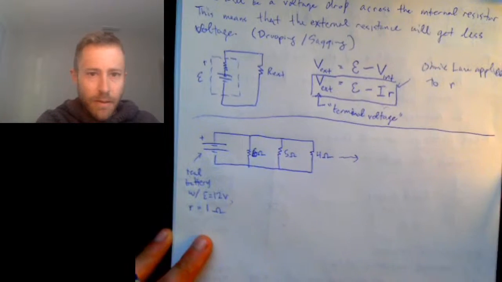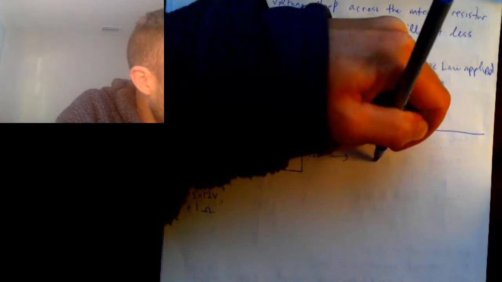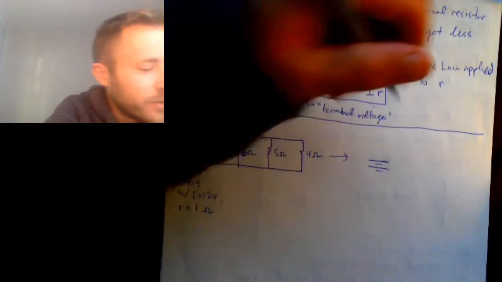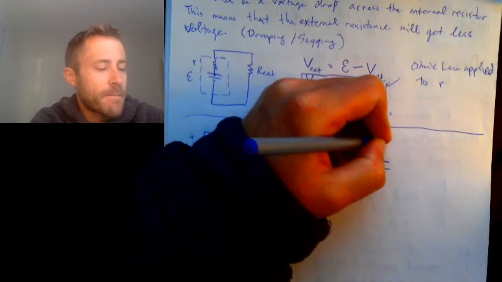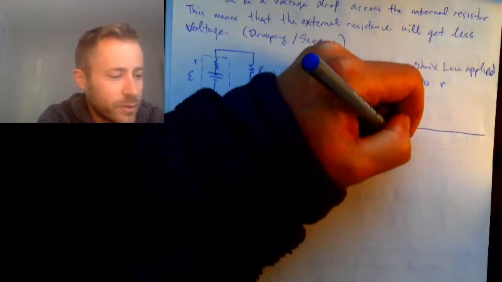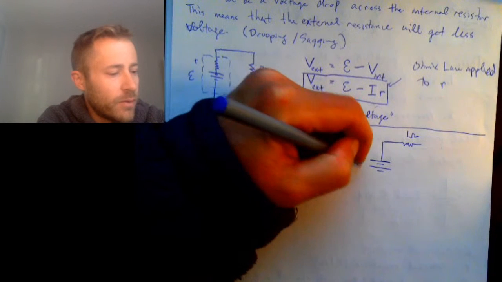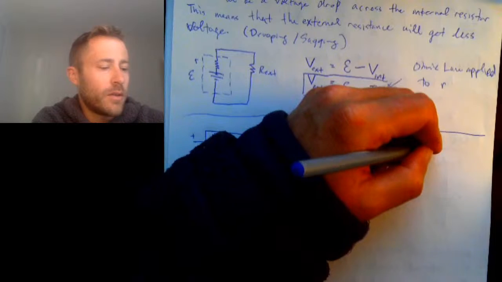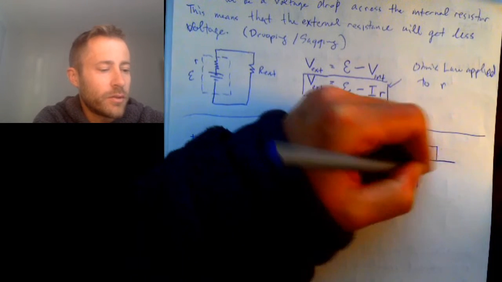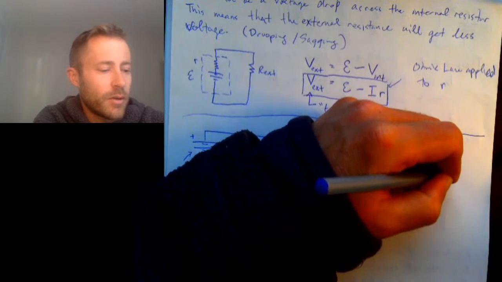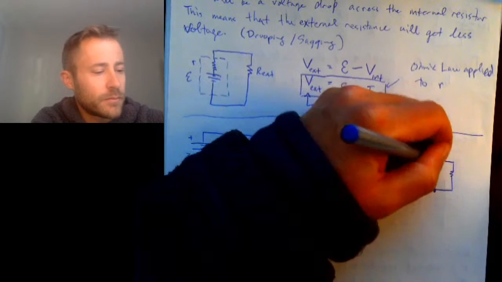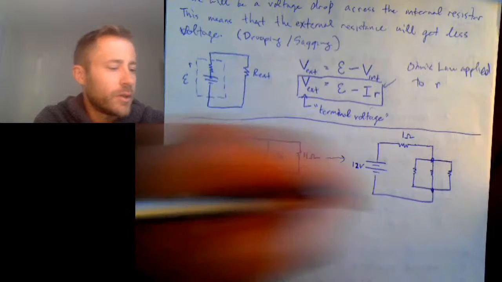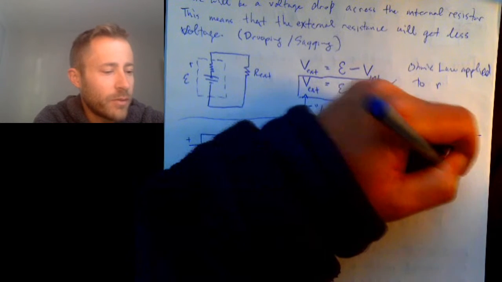So what I'm going to do is redraw this circuit, taking into account the fact that this is a real battery. I'm going to draw the internal resistance up here. So this is 1 ohm. This is 12 volts. And then that gets fed into these 3 resistors in parallel. So that's 6 ohms, 5 ohms, and 4 ohms.